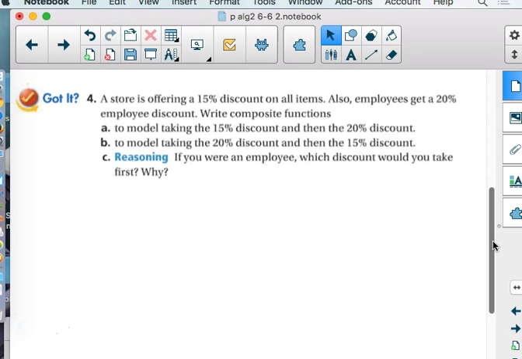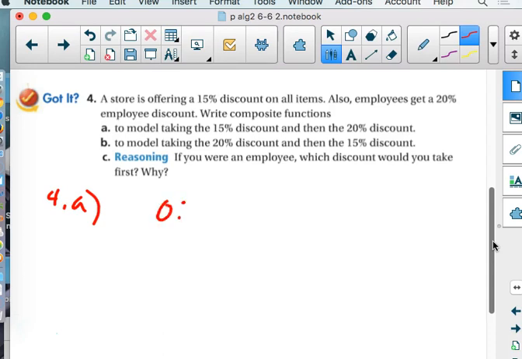So this one says, we've got some discounts. A store is offering a 15% discount on everything in the store, and you work in the store. So all employees get another 20% employee discount. And they want us to write the composite functions. The first one, taking the 15% discount first. Okay. So if we're not paying 15%, how much are we paying? 85. So this is going to take the 85% off first.